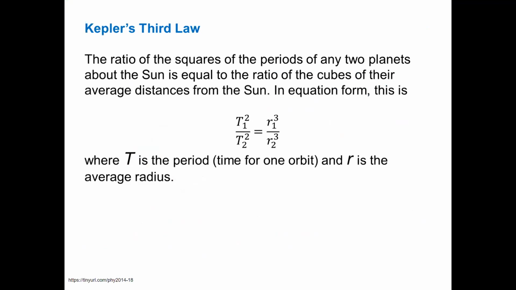The third law, Kepler's third law, says the ratio of the squares of the periods of any two planets about the sun is equal to the ratio of the cubes of their average distance from the sun. So the T squared over each other is equal to the r cubed over each other, where T is the period and r is the average radius. So that's the third law.